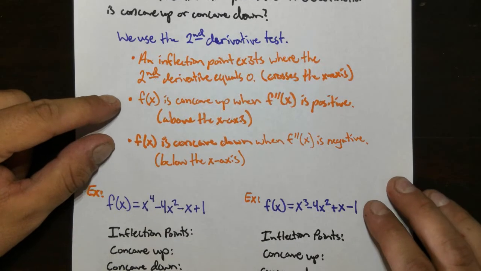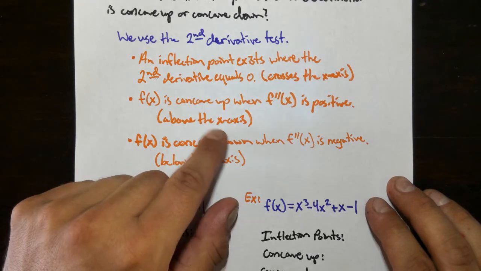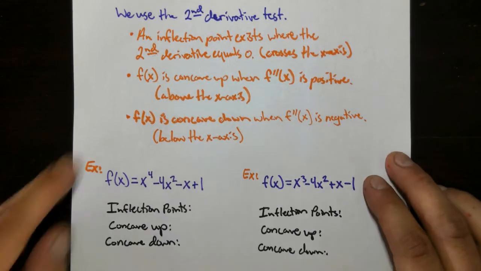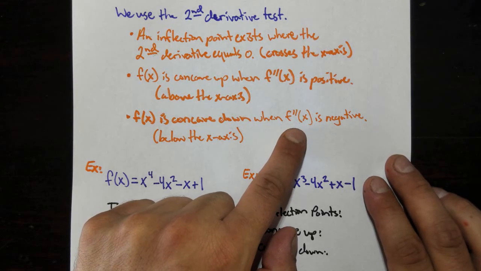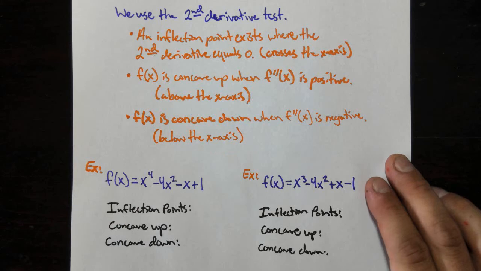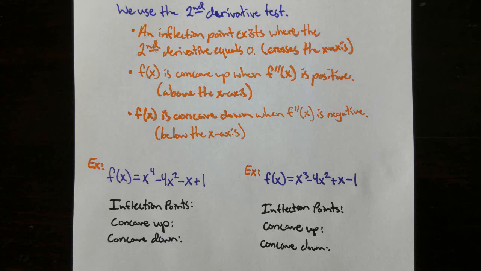Also, f of x is concave up when f double prime of x, the second derivative, is positive, or above the x-axis. f of x is concave down when f double prime of x, the second derivative, is negative, or below the x-axis. Today we're going to be using Desmos to help us figure this out. We are going to take the second derivative algebraically, and then we're going to plug that into Desmos to check where our inflection points are, and where it's concave up and where it's concave down.